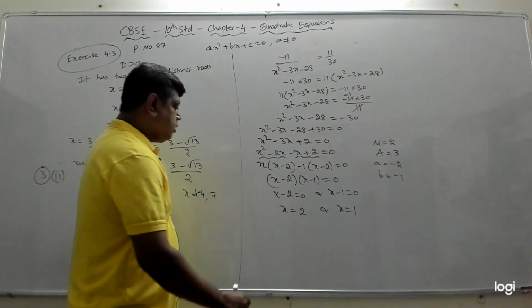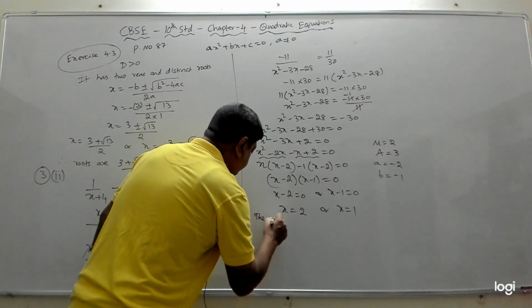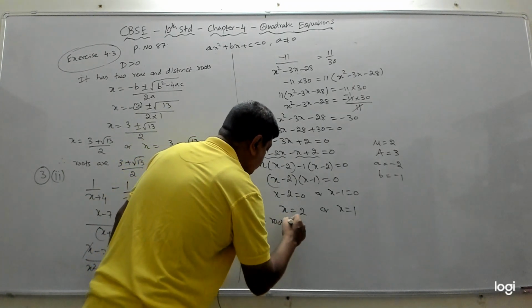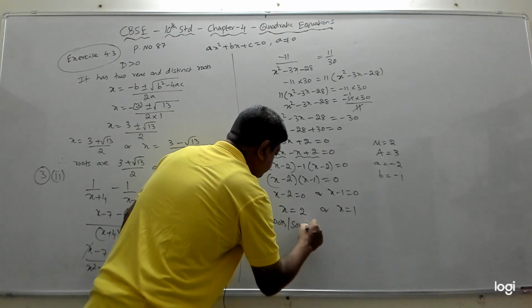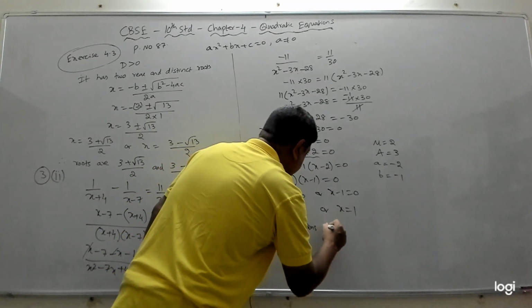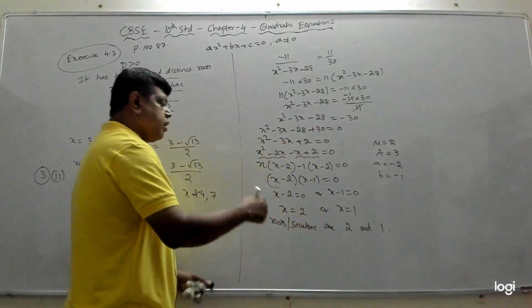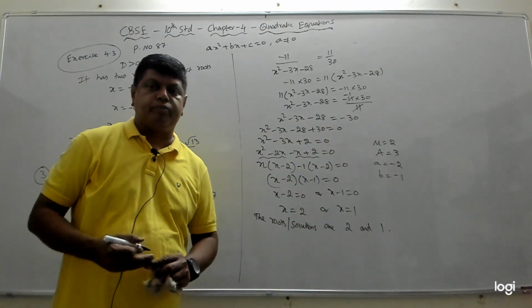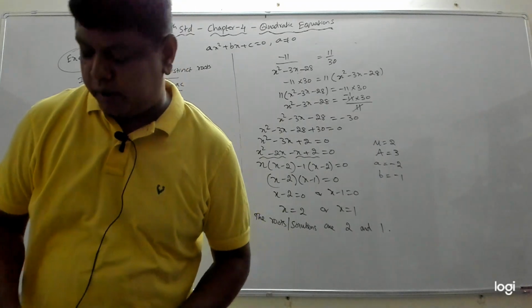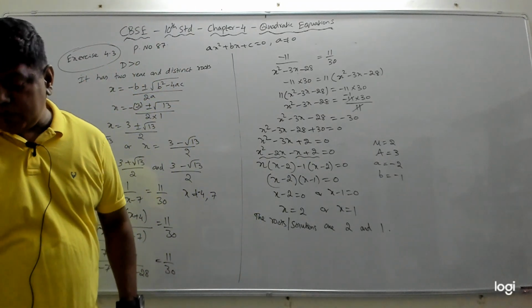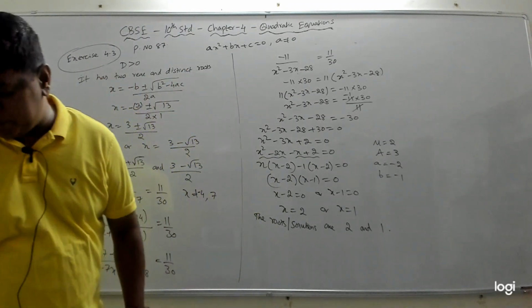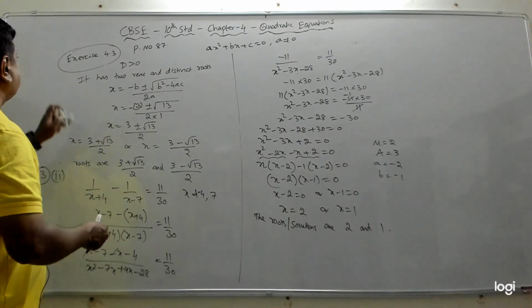So what is the solution? The solution is, or the roots are solutions. You can even call it as solutions. Solutions are 2 and 1. Or you can say 1 and 2, doesn't matter. The order doesn't matter. Fine. Now we will continue with next problem, which is fourth problem.